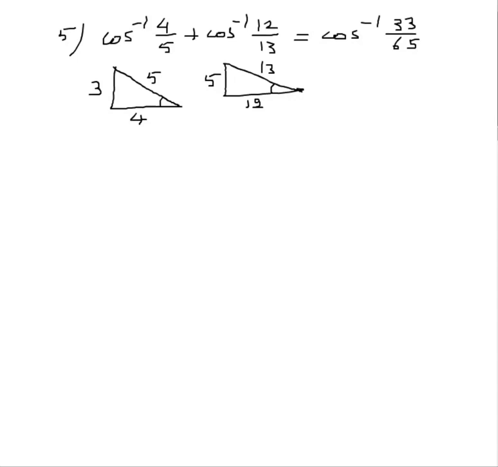Now we will change both cos inverse to tan inverse using this triangle. Tan inverse of opposite by adjacent. Similarly, cos inverse of 12 by 13 will be the same as tan inverse of 5 by 12.